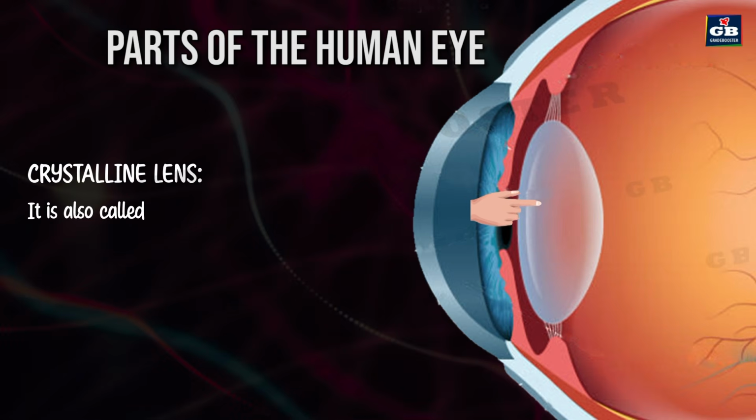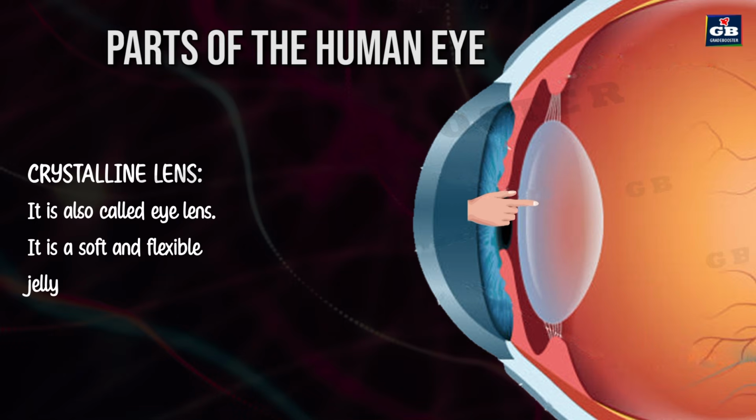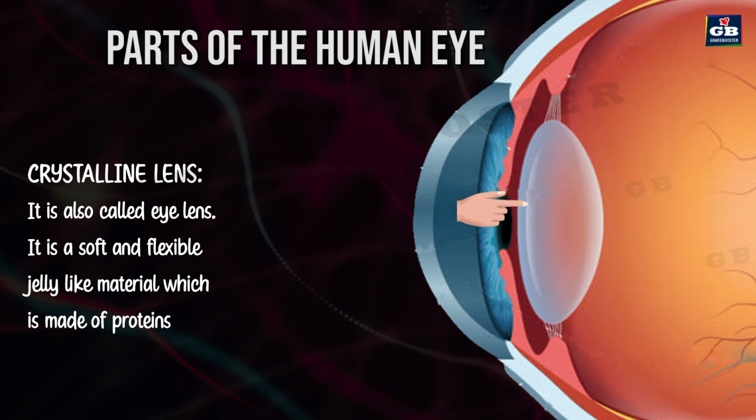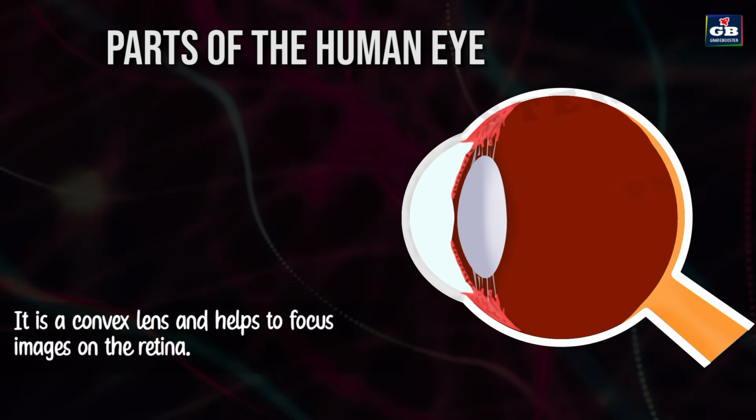Crystalline lens. It is also called the eye lens. It is a soft and flexible jelly-like material which is made up of proteins. It is a convex lens and helps to focus images on the retina. The lenses are transparent and flexible. That means the light can easily pass through them, and at the same time their shape can be modified.